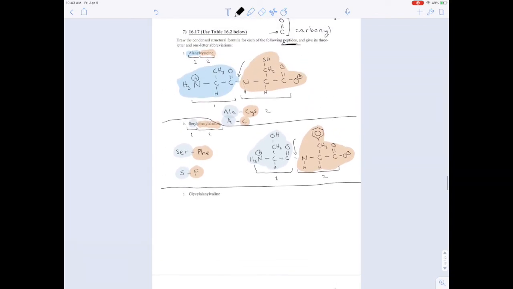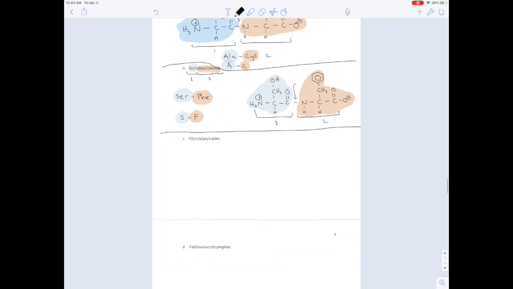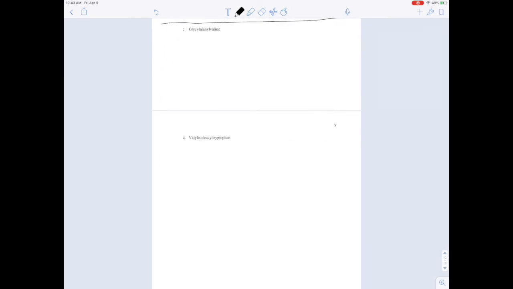Okay, let's try it with glycylalanylvaline. Every time you see a YL, except in the case of phenylalanine, it's the end of an amino acid. So glycyl, there's one, because you see a YL. Alanyl, there's another, because you see a YL. And then valine. So we have 1, 2, 3 amino acids.